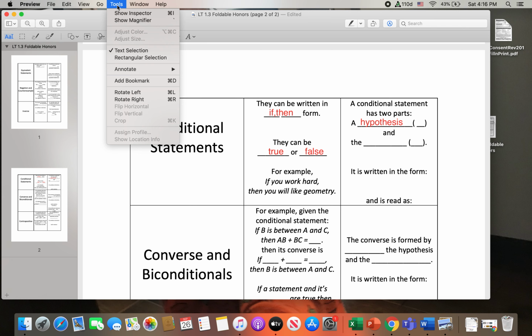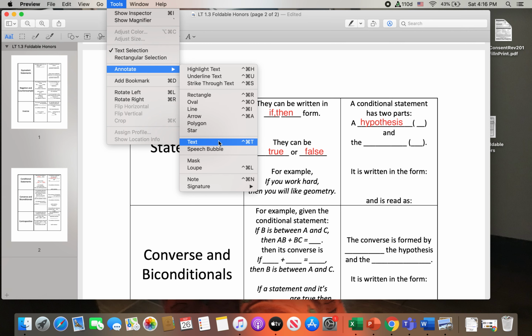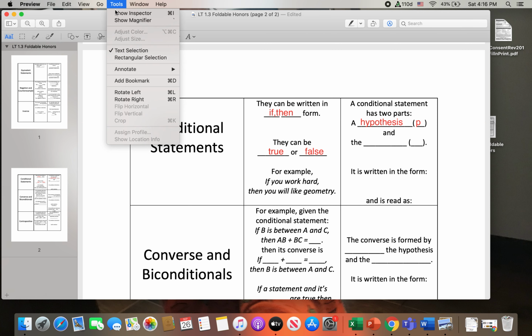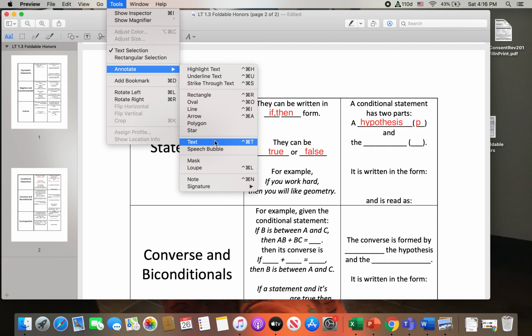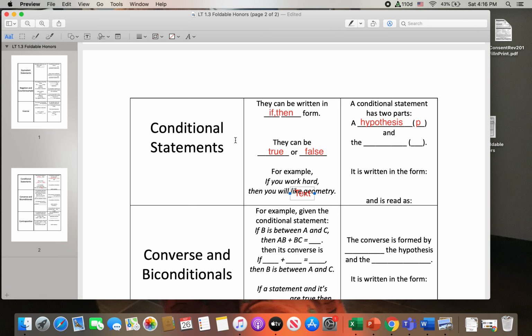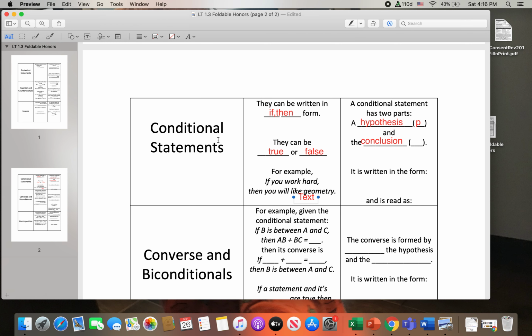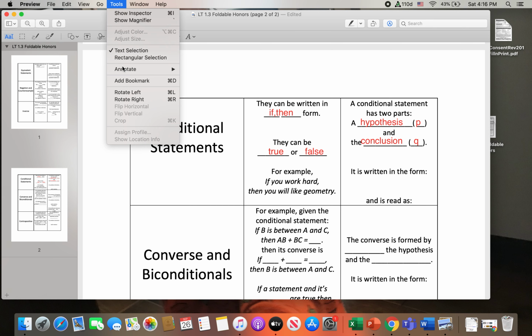And the symbol we use to represent hypothesis, I'm not sure why, it's just always been that way, is the letter P. And I'm sure you've heard of hypothesis in science, but the other part we had, that's the if part. If something, then a conclusion. And instead of the letter P for the conclusion, we use the letter Q. So the symbols we use are P and Q.